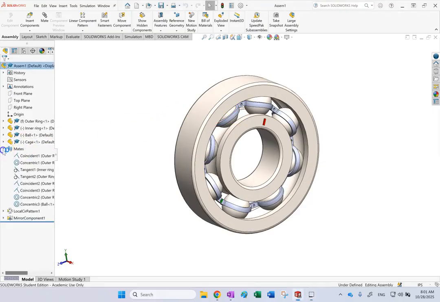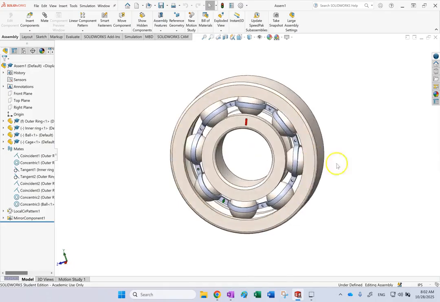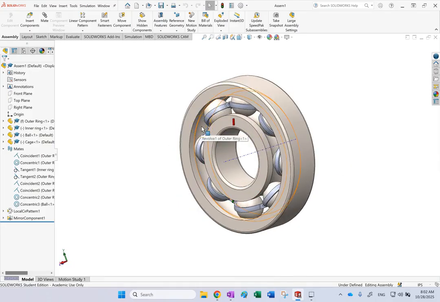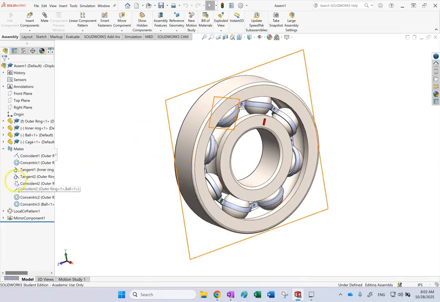The way I mated it is, first, I force the inner ring to be concentric with the outer ring and their faces to be flush or coincident. They are the same width. Then I made, this is the part that you need to do, the surface of the ball tangent with the slot in the inner ring, the raceway, and the same on the outer ring. You need to put these contacts, which are tangent, here.